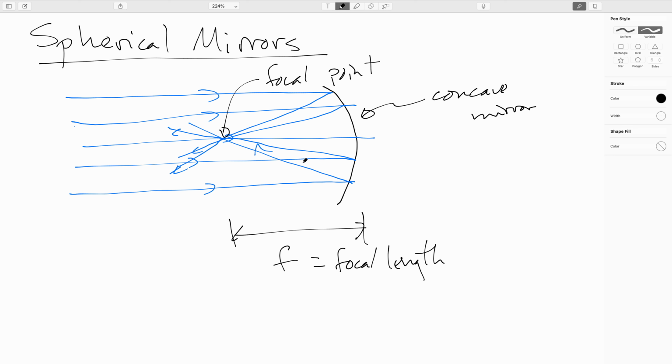Now, in order to get everything to go to a point, the usual shape that you're going to end up needing for this is a parabolic shape. However, parabolic mirrors are expensive to grind, but it's very, very inexpensive to grind spherical mirrors. And if you keep the section of mirror small compared to the radius of curvature, then it turns out that the spherical shape here isn't too different from a parabolic shape.